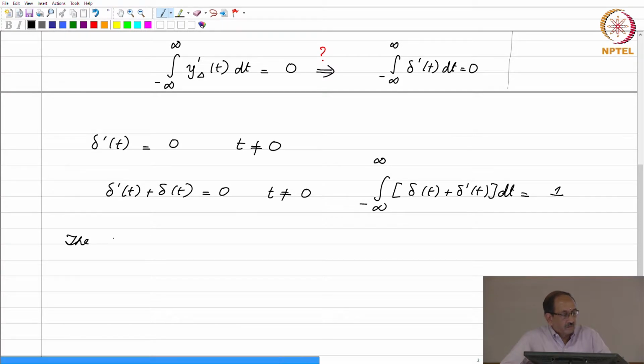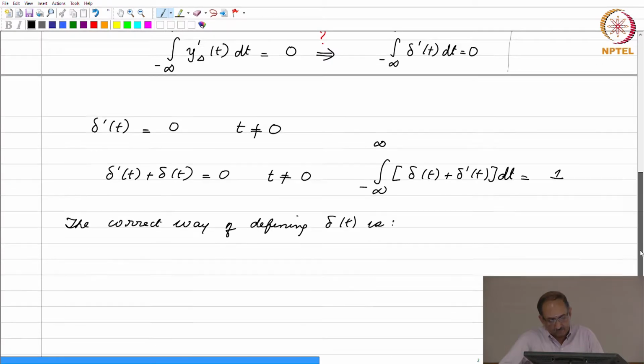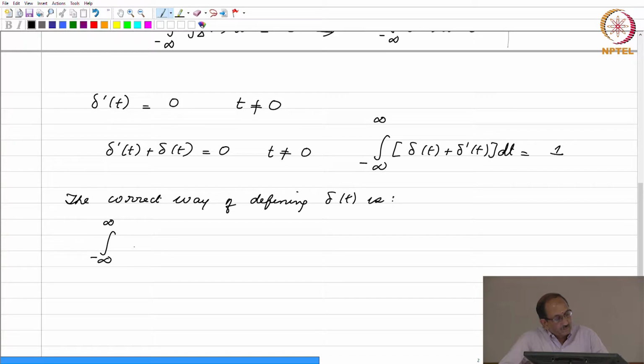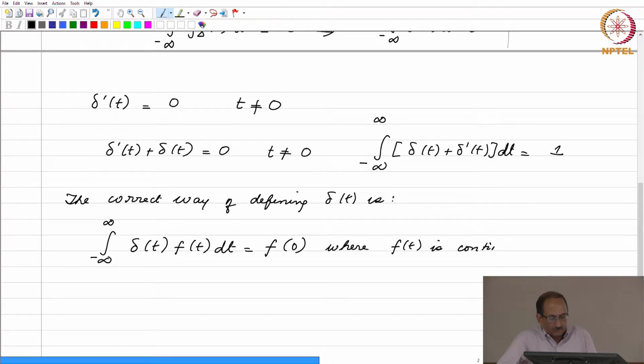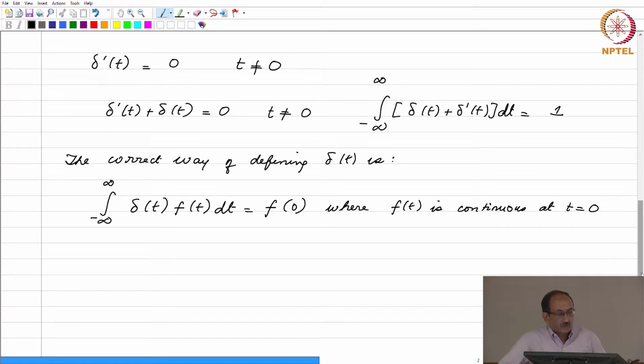The correct way of defining the delta function is as follows, where f of t is continuous at t equal to 0. So this is how delta t should be defined. Any function that satisfies this is the delta function.